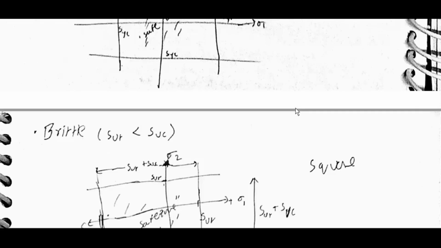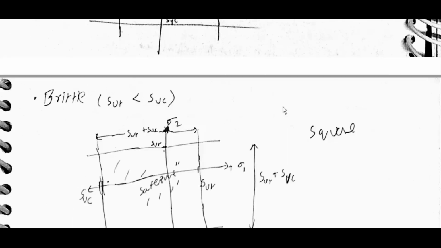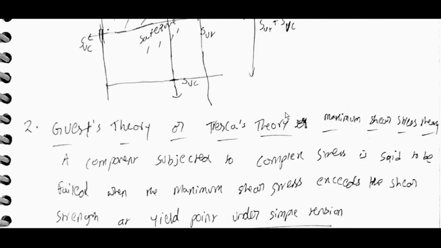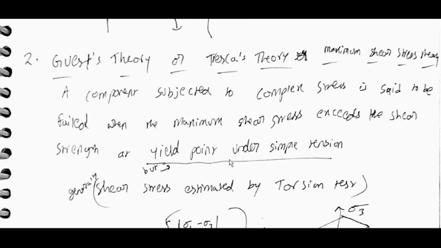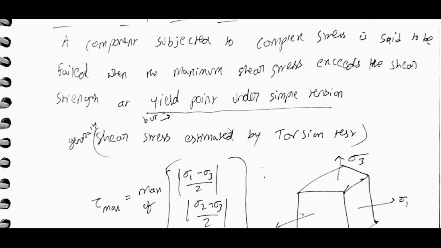SUT plus SUC square. Guest's theory or Tresca's theory or maximum shear stress theory: a component subjected to complex stress is said to have failed when the maximum shear stress exceeds the shear strength at yield point under simple tension.